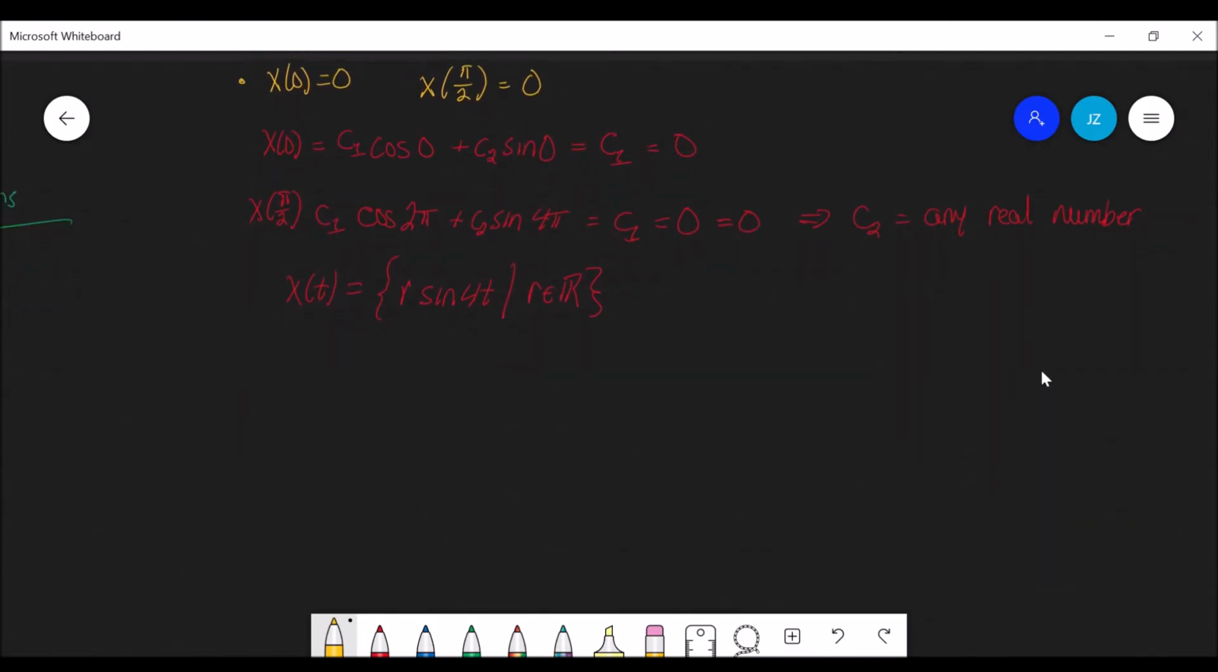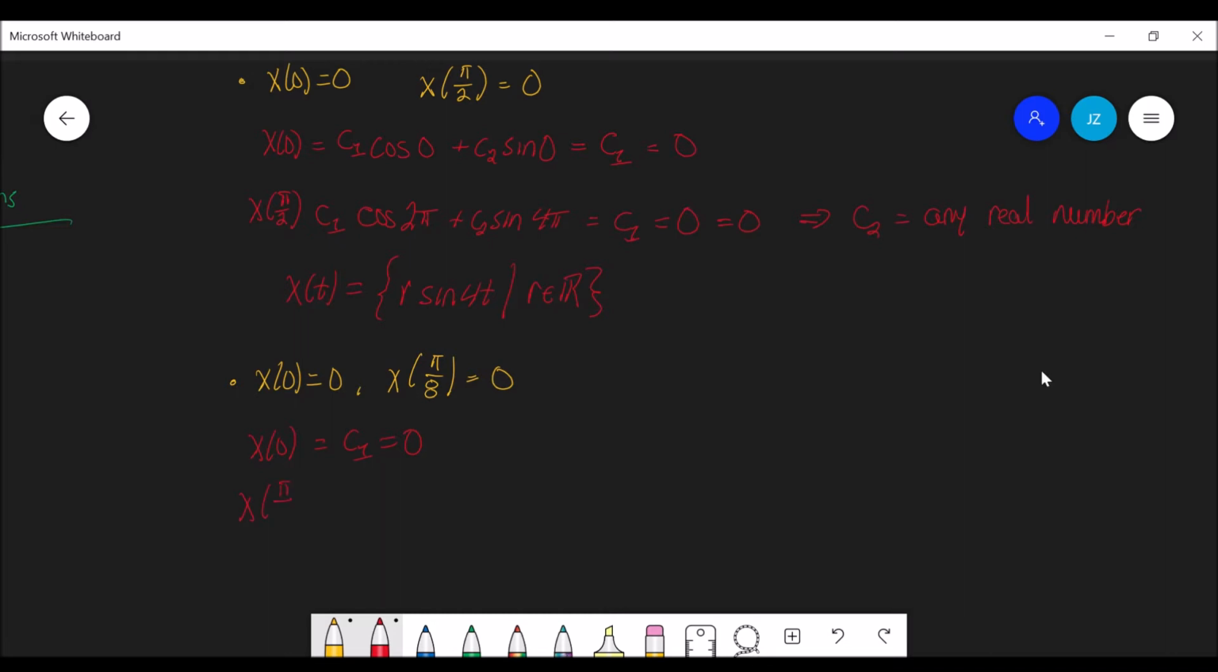Let's now consider the boundary condition given by x of 0 equals 0 and x of pi over 8 equals 0. And we do the same thing. So x of 0, I'm not going to reinvent the wheel from above. This is c1, which has to be 0.